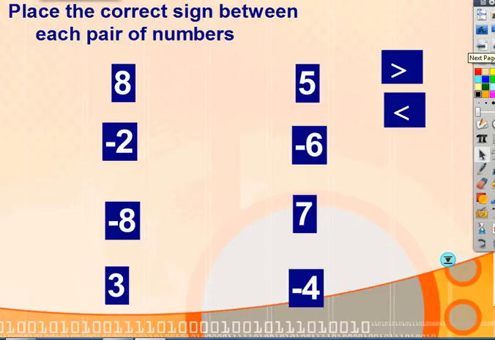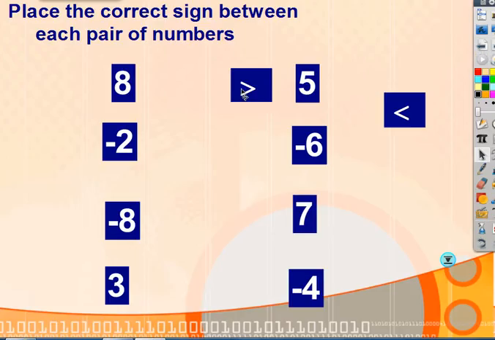We will compare the four sets of numbers using the symbol. The first symbol will be used to indicate that 8 is greater than 5. We use the greater than symbol. For the next example, -2 is greater than -6. Again, we use the greater than symbol.